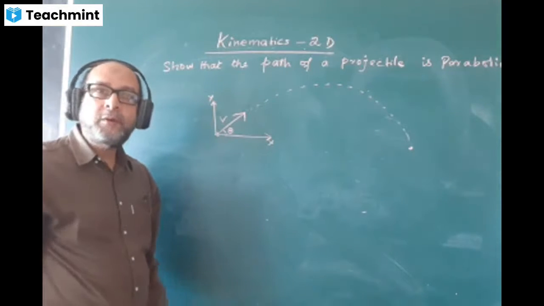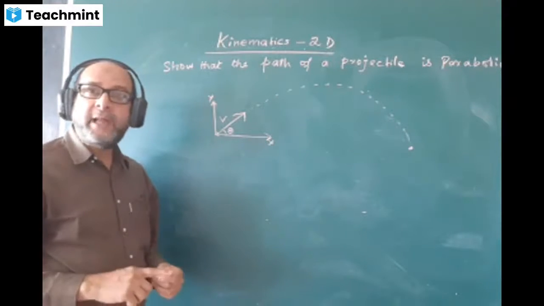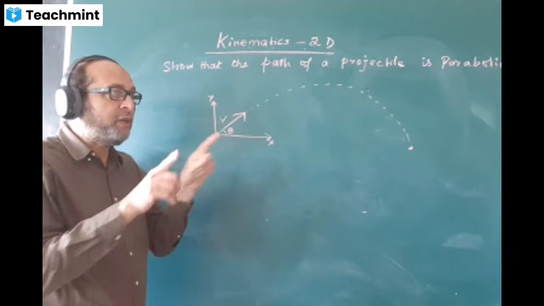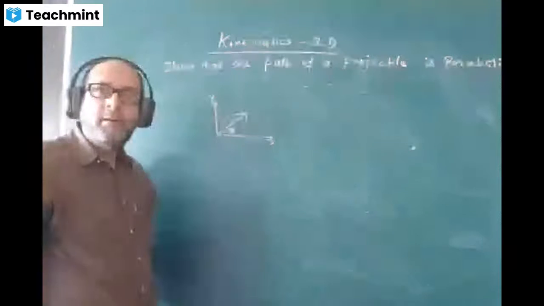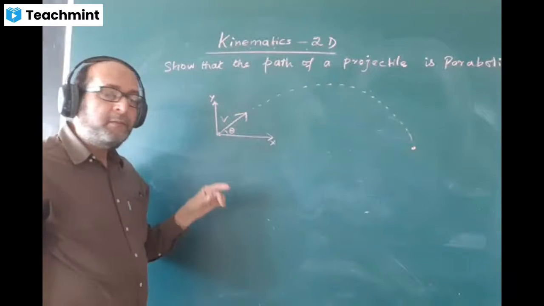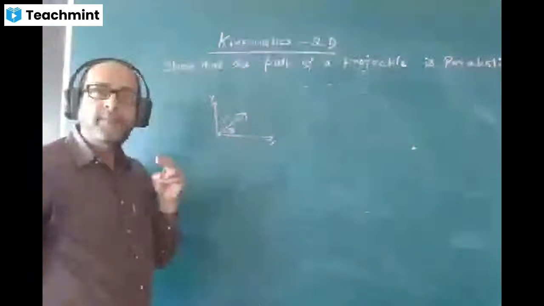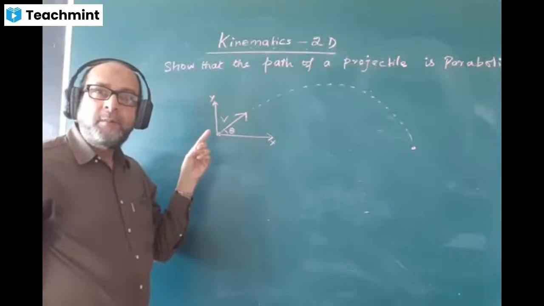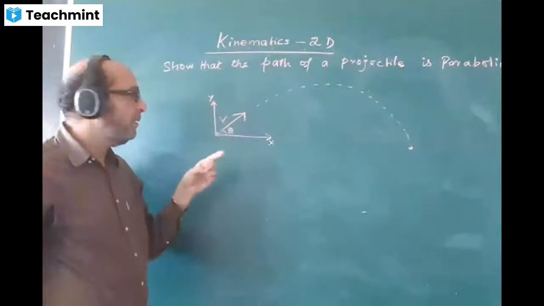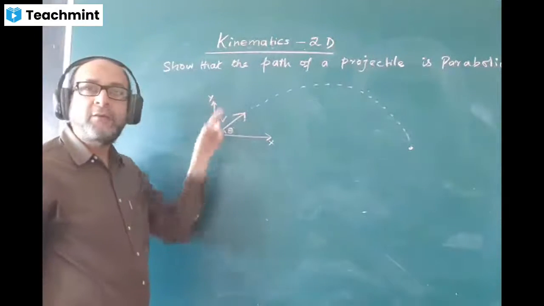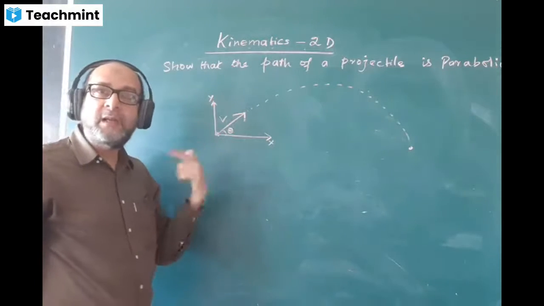What is common in both? The common thing in both is timing. Timing is the same. Motion is simultaneous. The body is having both velocities simultaneously along the x-axis and along the y-axis. That is horizontal as well as vertical motion.